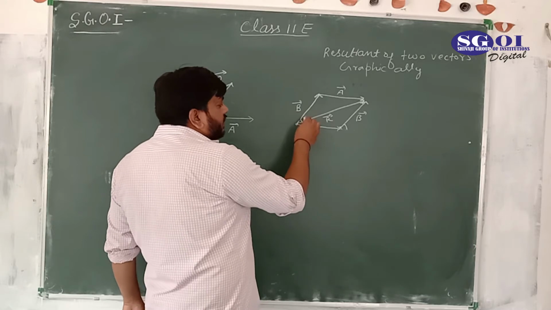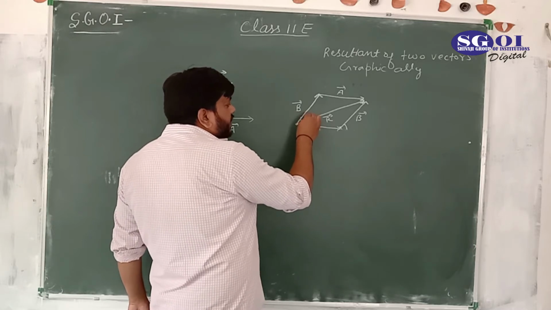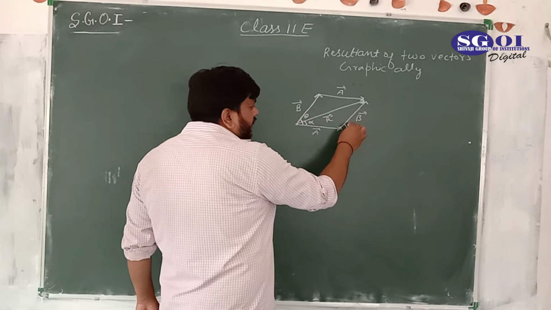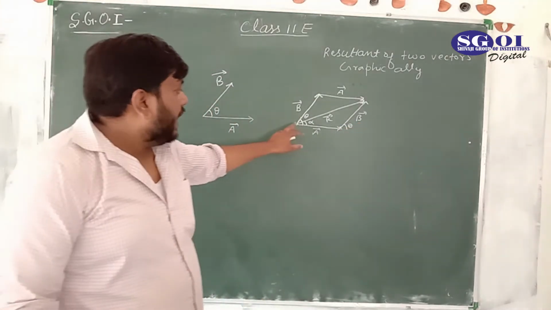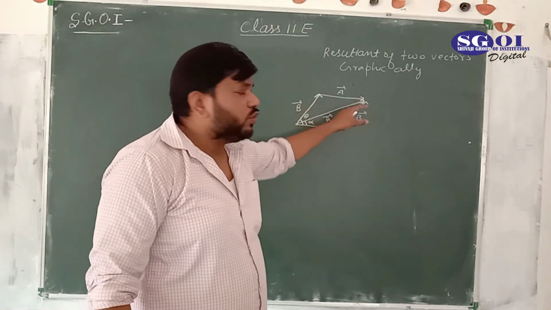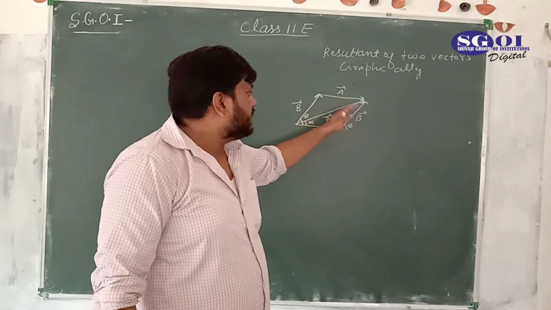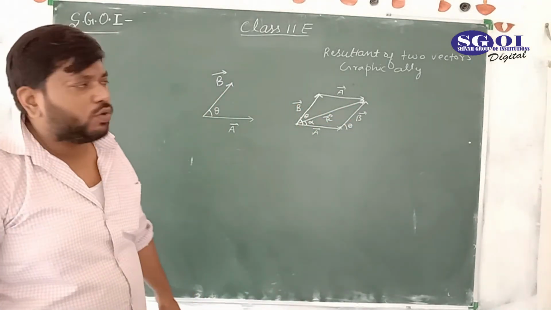And this angle is theta. This angle is theta, the whole angle is theta, and this angle is theta. So it means the angle is the same. Angle is the same means these two lines will be parallel also. So parallel and equal. So it means it is a parallelogram.